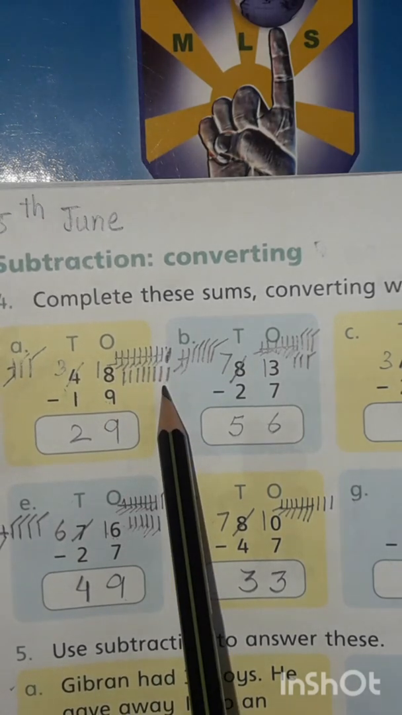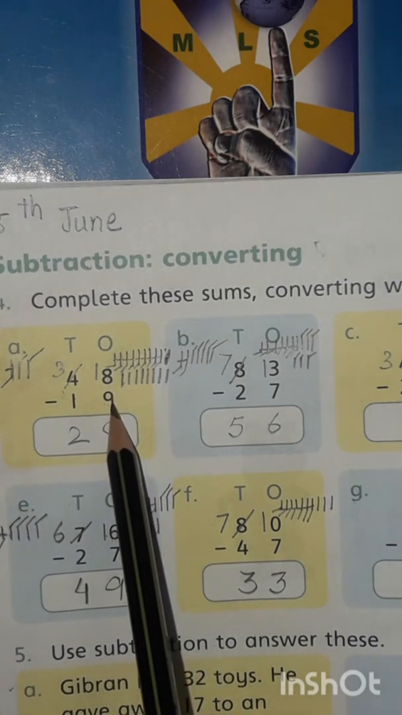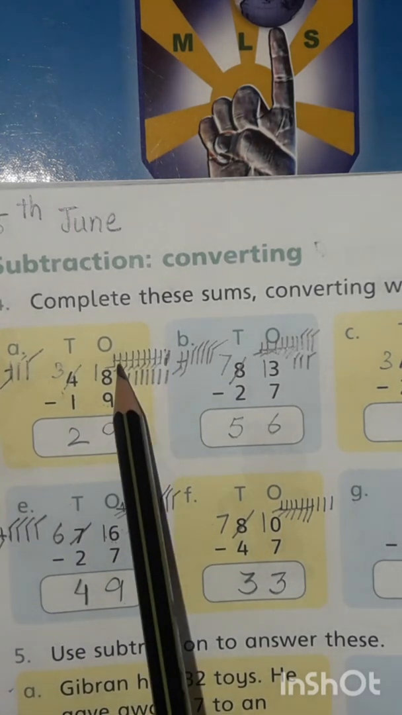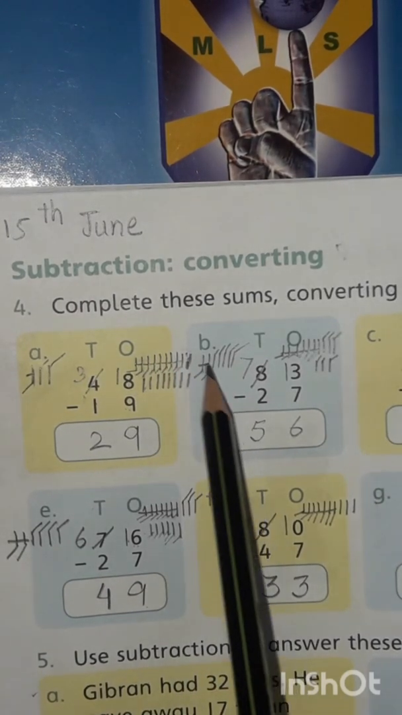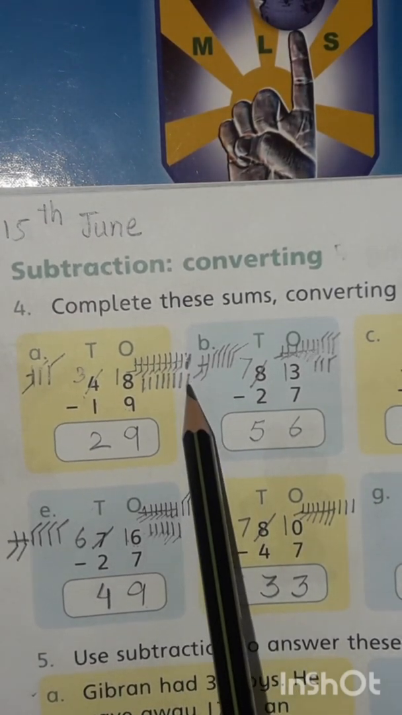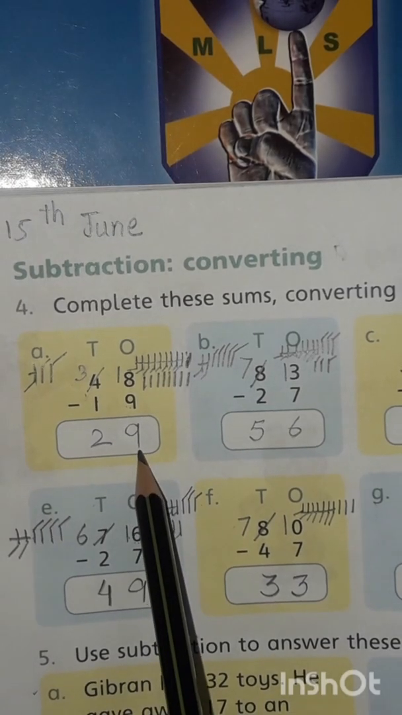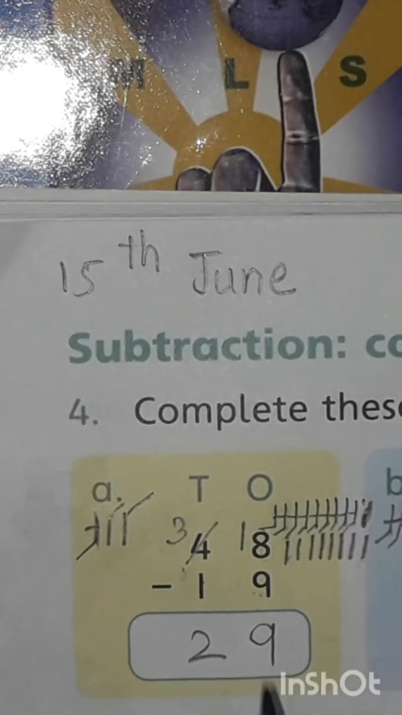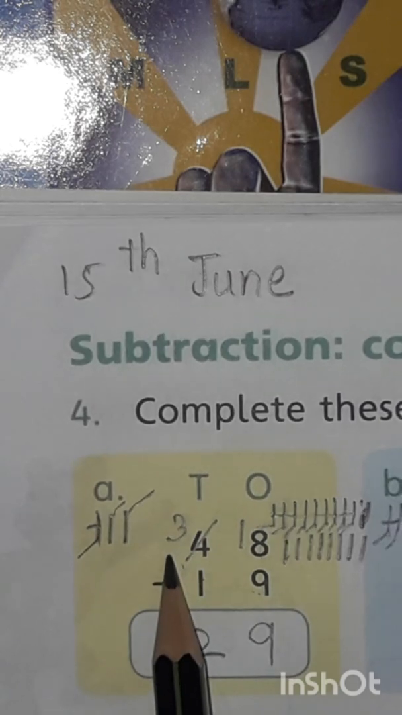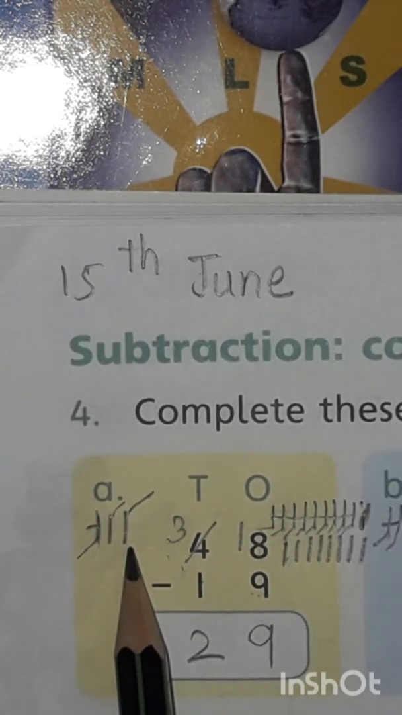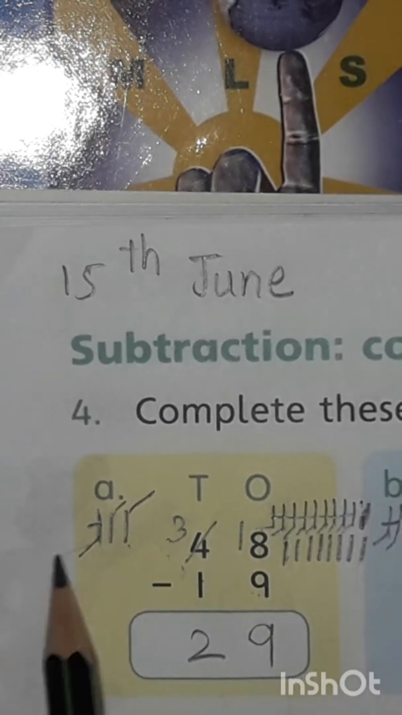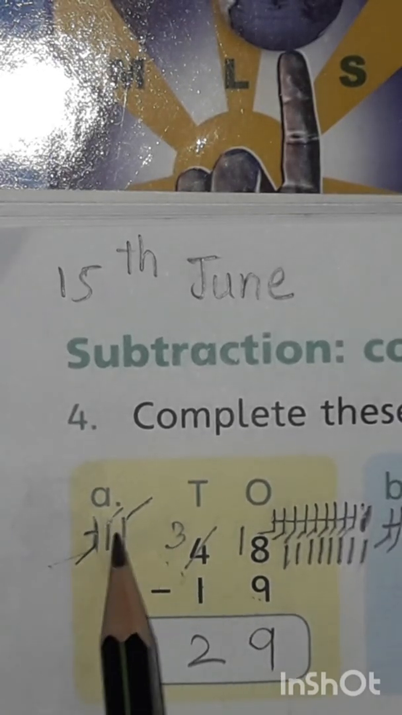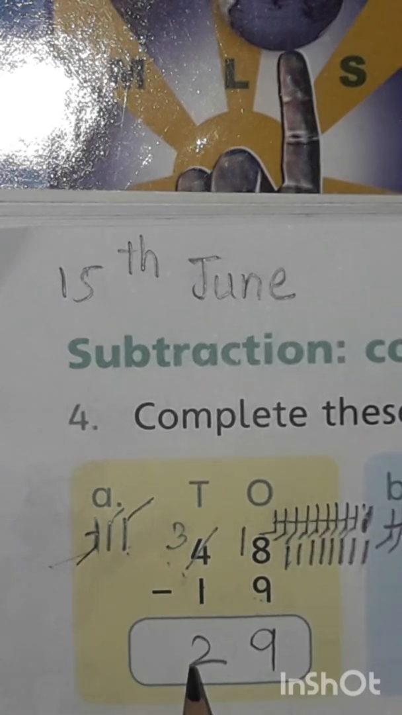Draw 18 lines. The next number is 9. Count these lines and cut the 9 lines. 9 lines are left. So write 9 here. The next number is 3. Draw 3 lines. Cut 1 line. 2 lines are left. The answer is 29.